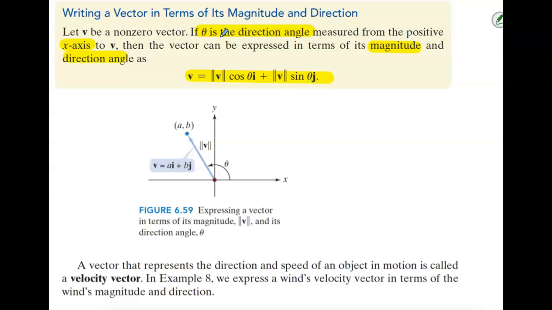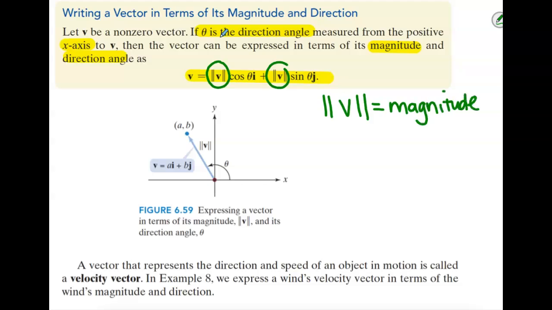So reviewing, this notation refers to your magnitude or the length of your vector. This notation here represents the direction in which the vector is going from the positive x-axis.